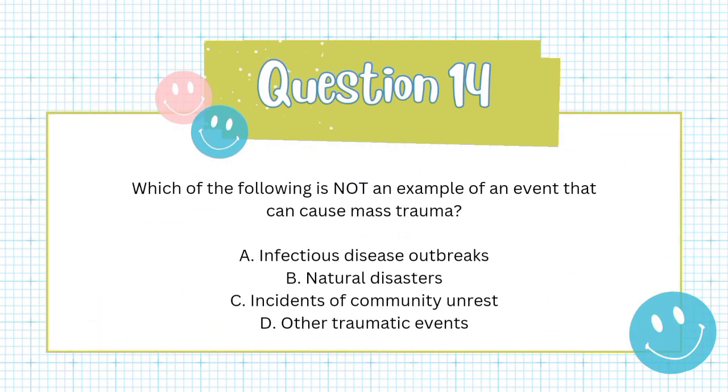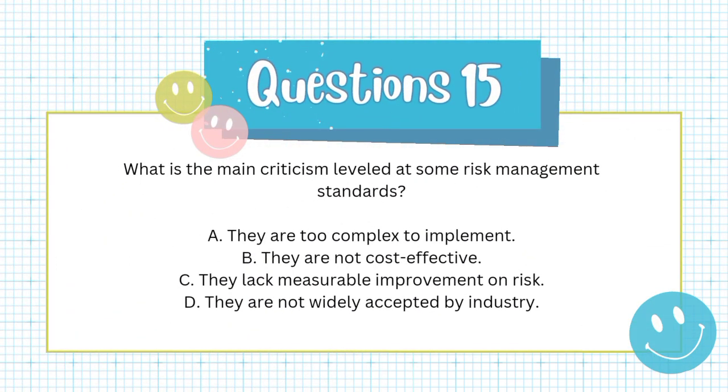14. Which of the following is not an example of an event that can cause mass trauma? A. Infectious disease outbreaks. B. Natural disasters. C. Incidents of community unrest. D. Other traumatic events. The correct answer is B. Natural disasters.